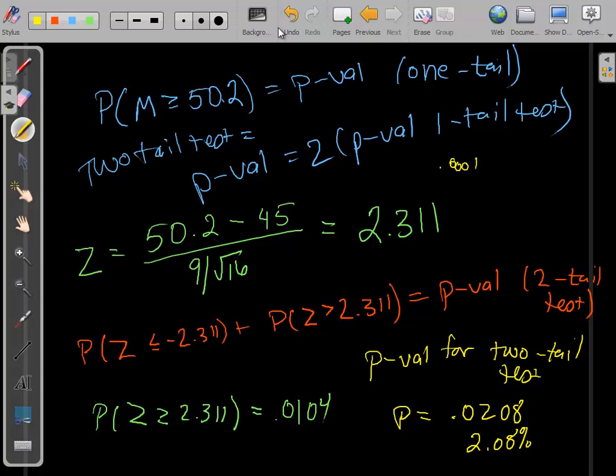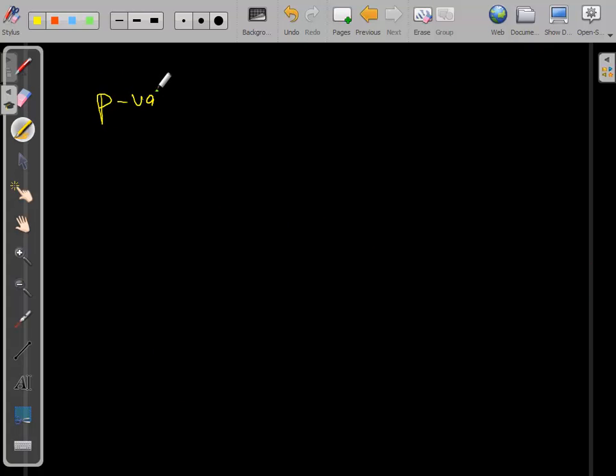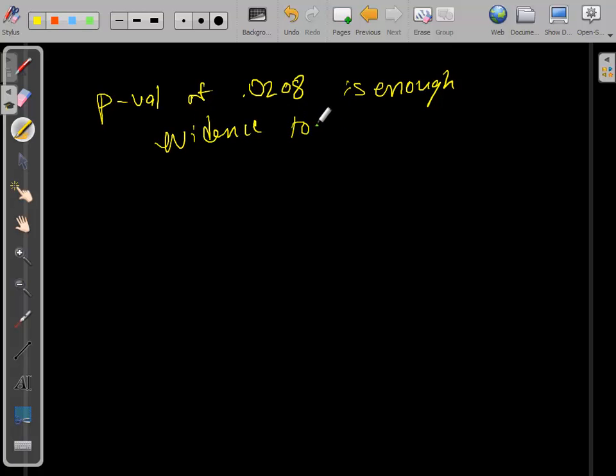So our interpretation, just based on the p-value, we would say having a p-value of 0.0208 is enough evidence to reject the assumption that H0 is true. In other words, we are accepting, well, I'm not even going to say that. We're rejecting H0 in favor of the alternative, in other words, that the mean is not 45.